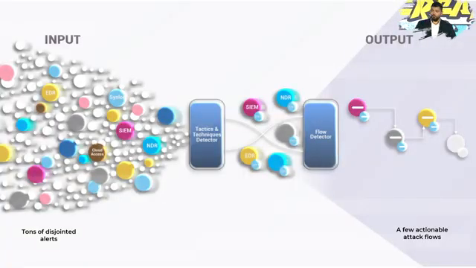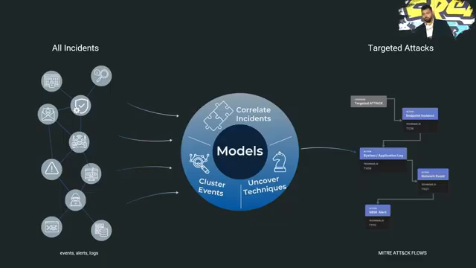So if you go back to your drawing board, it should look something like this. You should have two models, an enrichment model and a clustering model. And you have tons and tons of disjointed data points, logs, alerts, intelligence, events, all of the good stuff. Terabytes and terabytes on the left, few actionable attack flows on the right.